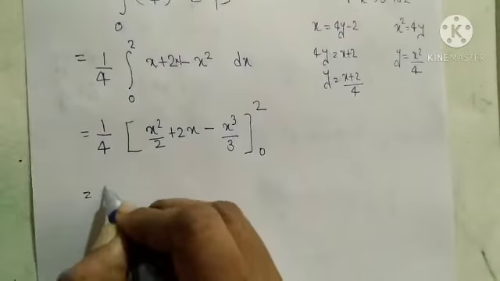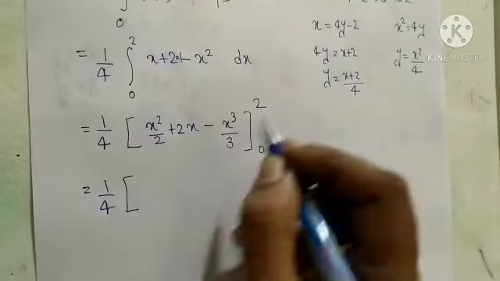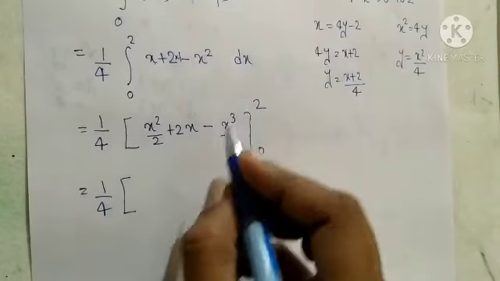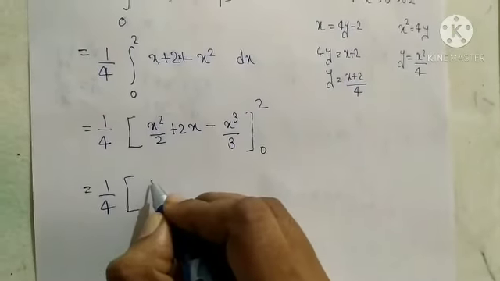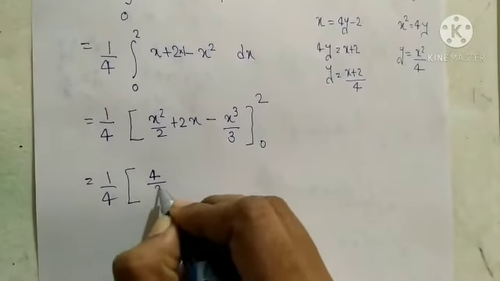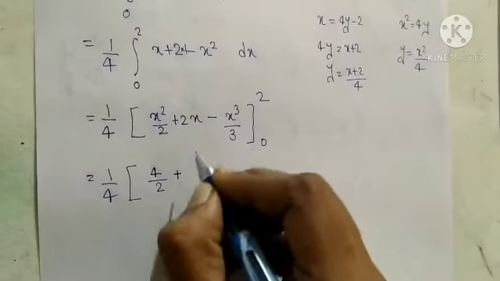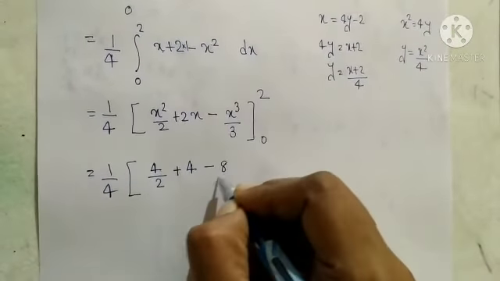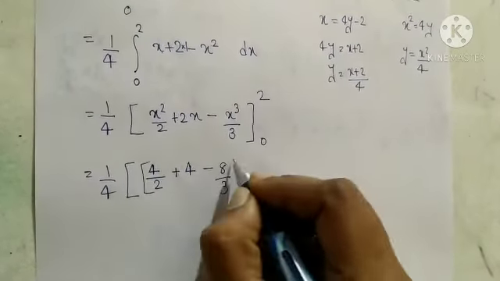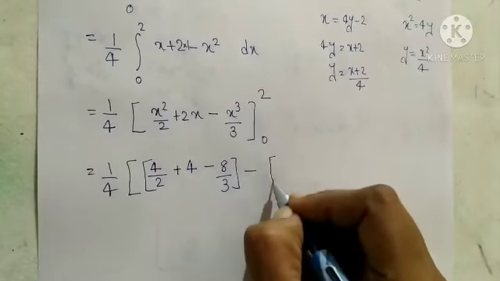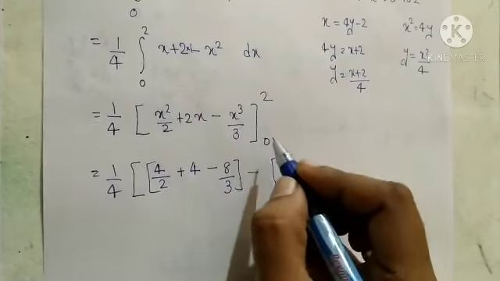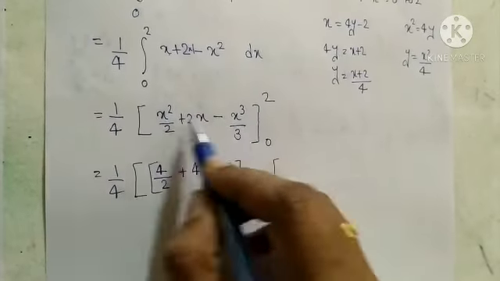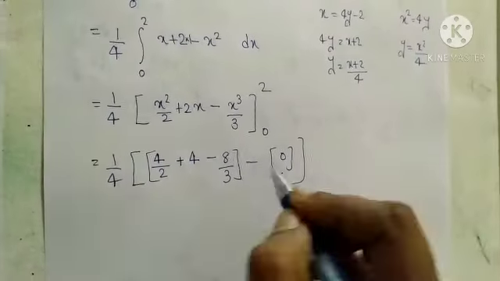Next I am going to apply the upper limit first. So replacing this x by 2, here we get 2 square, that is 4 by 2 plus 2 into 2, that is it changes to 4 minus 2 cube, that is 8 by 3. This is our upper limit minus lower limit is 0. So replacing this x by 0, the whole term will become 0.